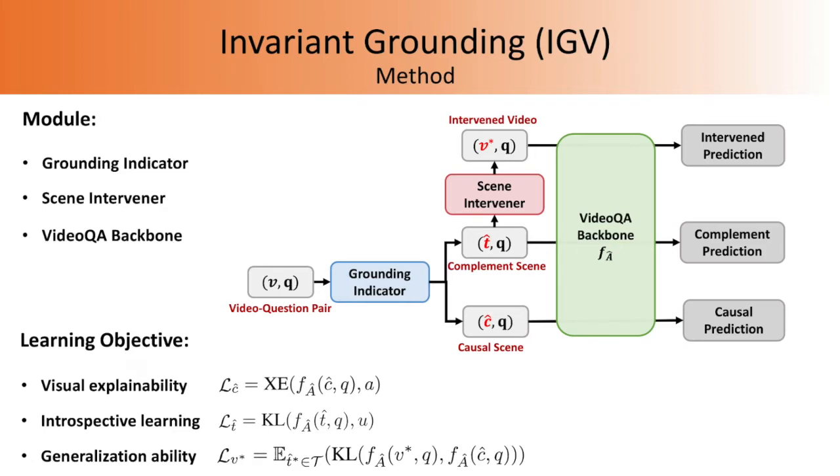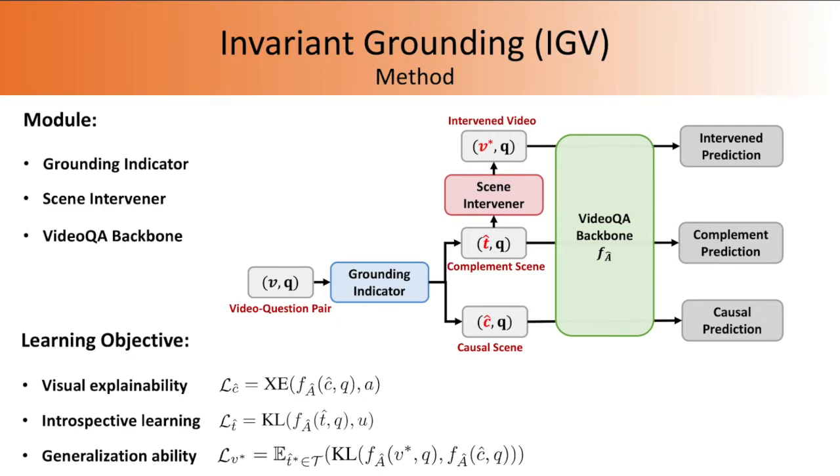After pairing the causal scene, the complement and the intervened scene with the question, we feed them into the backbone model to obtain three corresponding predictions. First is the causal prediction, which approaches the ground truth answer so as to achieve the visual explainability. Second is the complement prediction, which contains no clue to the ground truth answer, thus enforcing the backbone model to perform introspective reasoning. The third is the invariant prediction, which is consistent with the causal prediction across different intervened complements. And we enforce this invariant prediction to be consistent across the different environments.